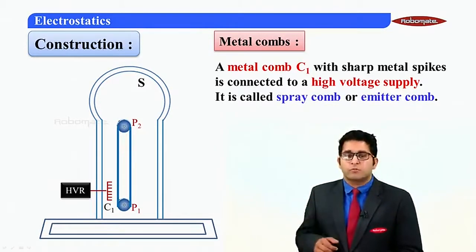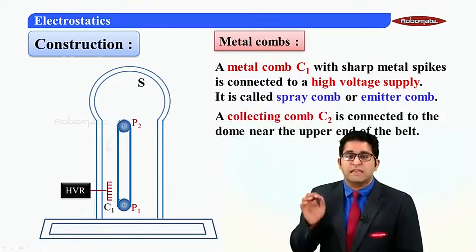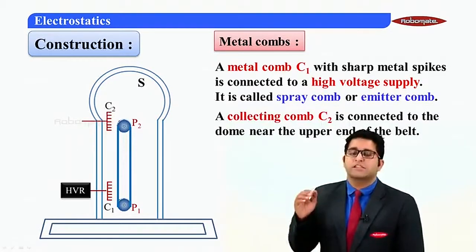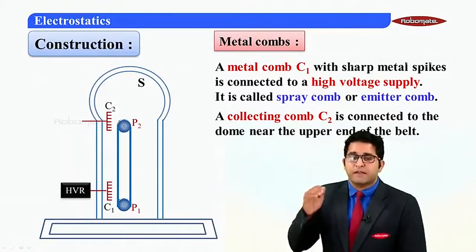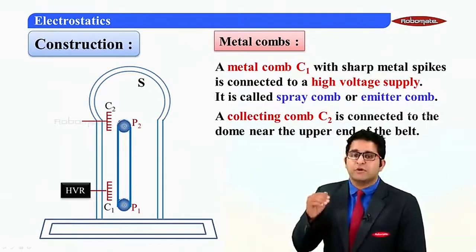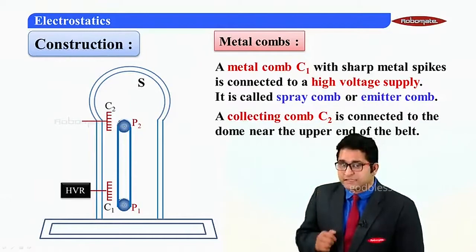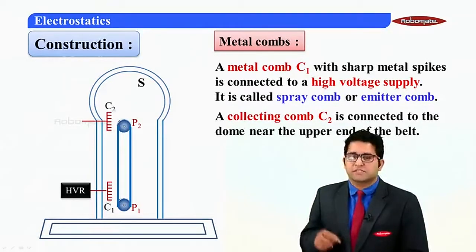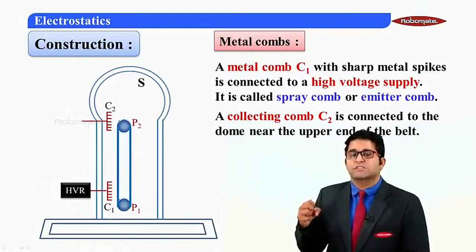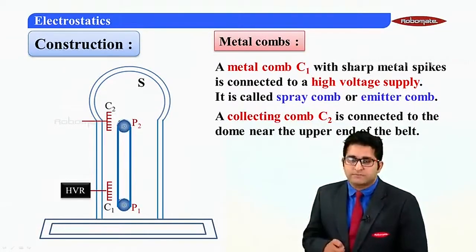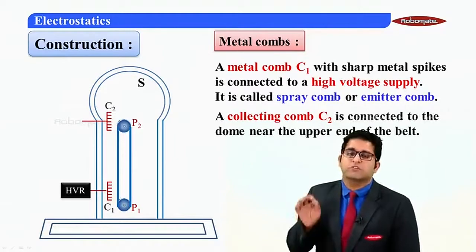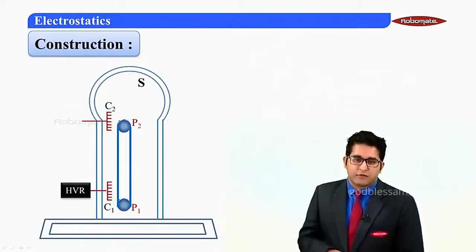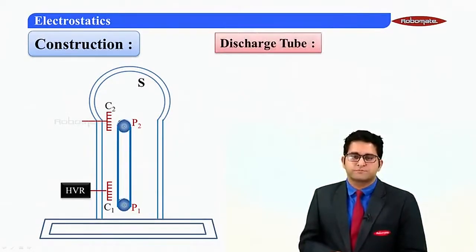Now there is one more comb C2 which is present near pulley P2, right? Or it is present near the upper end of the belt, and it is very close to the sphere S, right? Now this particular comb will collect the charges which are sprayed on the surface of the belt. That's why this particular comb is also referred to as the collecting comb, right? Now let us move further.